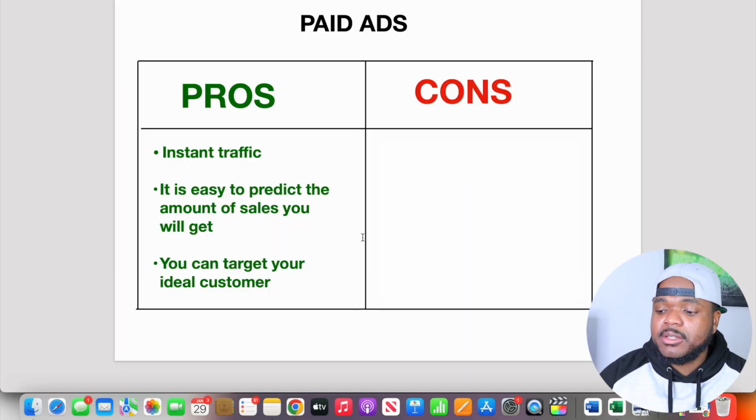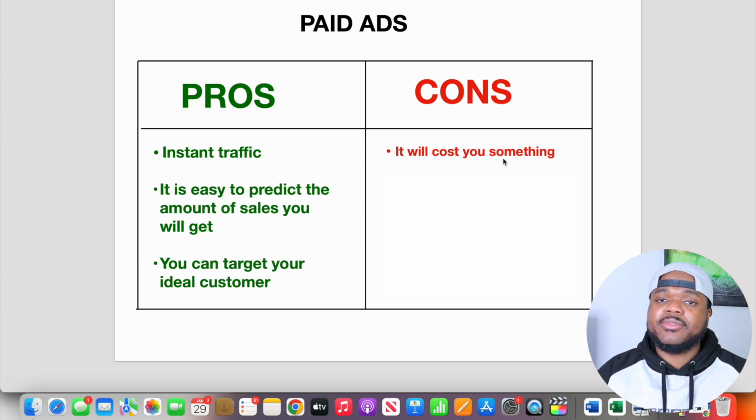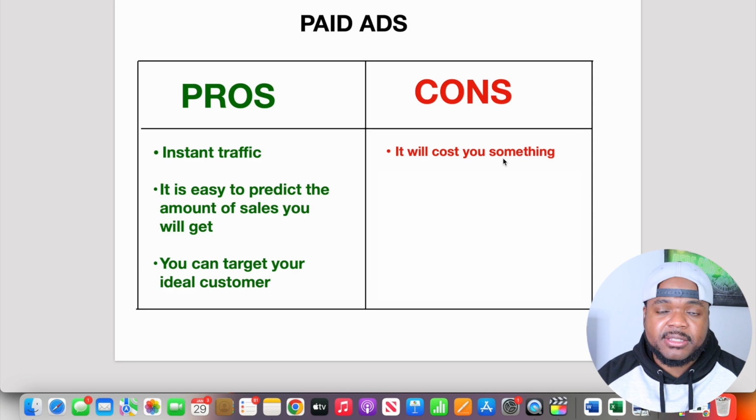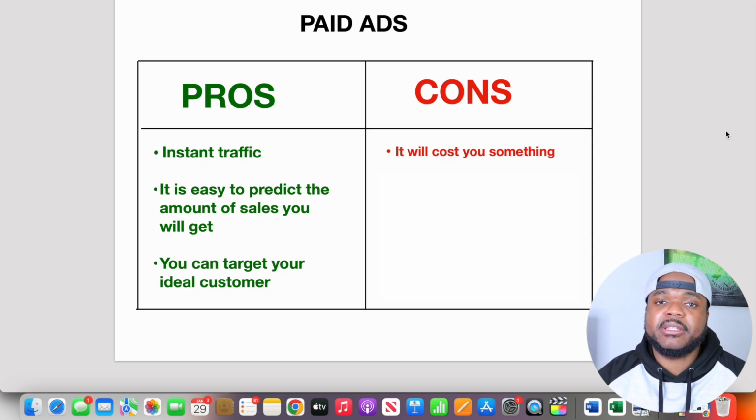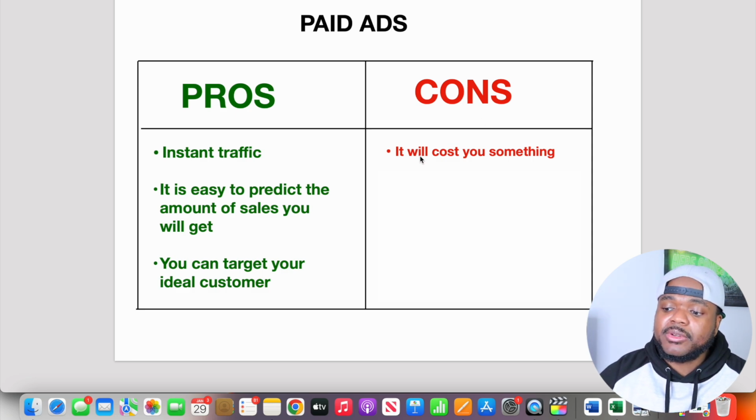However, there are some cons that you need to be aware of. And one of the first ones is that it's going to cost you something. So it goes without saying that when it comes to using paid ads, you're going to have to spend some sort of money. Now, it doesn't need to be a lot of money that you start off with. You can start off with a low budget, but you do have to expect that you're going to spend some sort of money and it's going to cost you something.